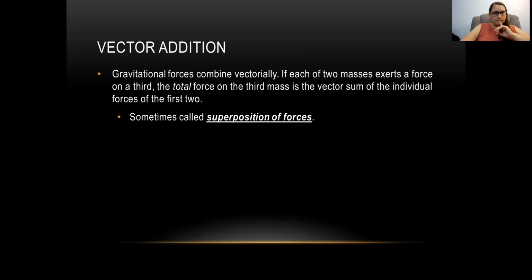Okay, so so far, we've been really just considering the gravitational attraction between two objects, like the Earth and the Sun, or a ball and the Earth, what have you. But since we're dealing with forces and forces are vectors, we can combine multiple forces together vectorially. If each of these two masses exerts a force on a third mass, so now we're dealing with three objects instead of just two, then the total force on that third object is the vector sum of those forces. So this is called superposition of forces.